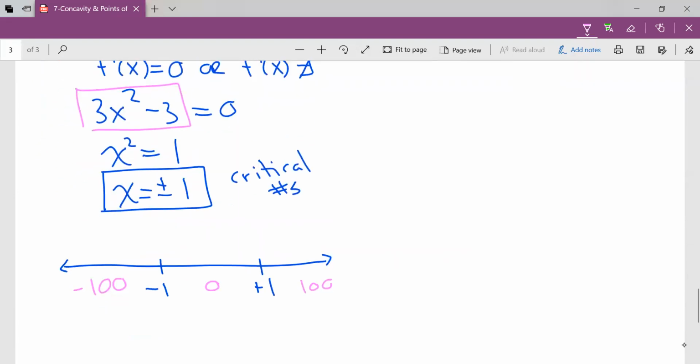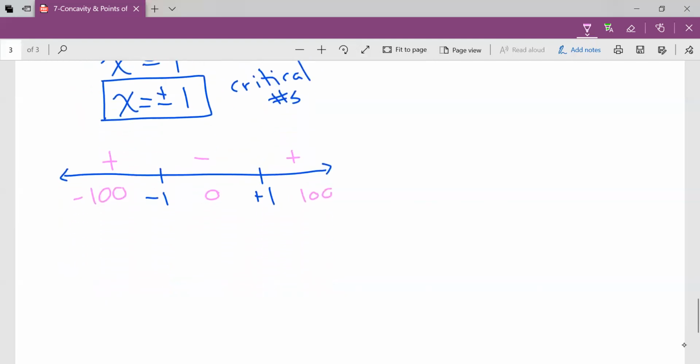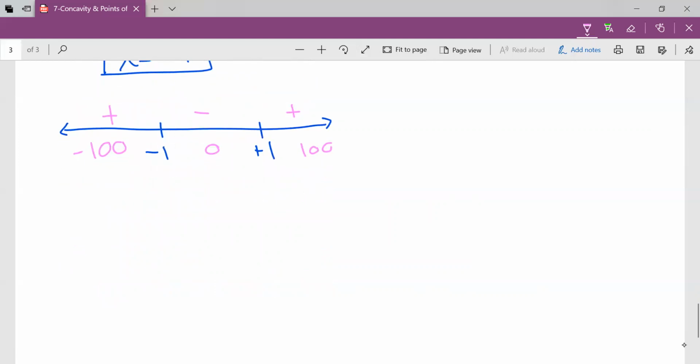Okay, so when I stick in -100, it's always going to be positive because it's being squared. So 300 minus 3, whatever, it's positive. When I sub in 0, I get a negative. And when I sub in positive 100, I get a positive. So what does that tell me? It tells me that right here, when x is equal to -1, I go from increasing to decreasing.